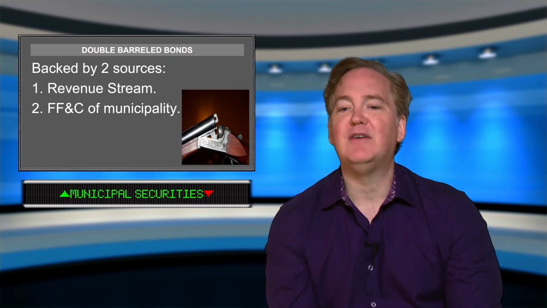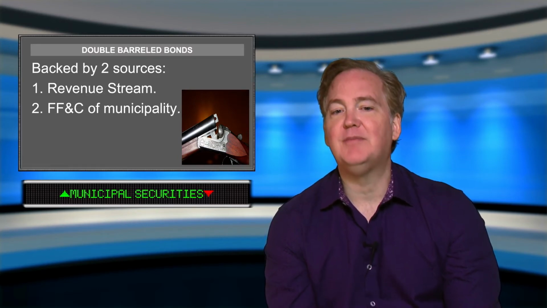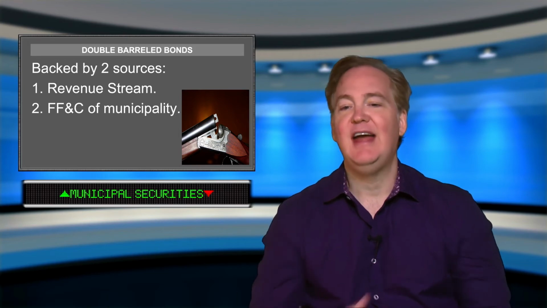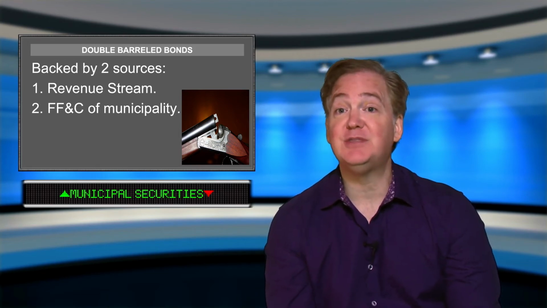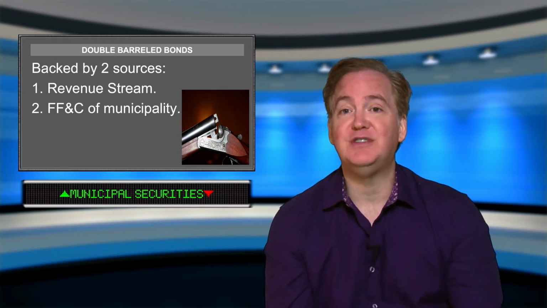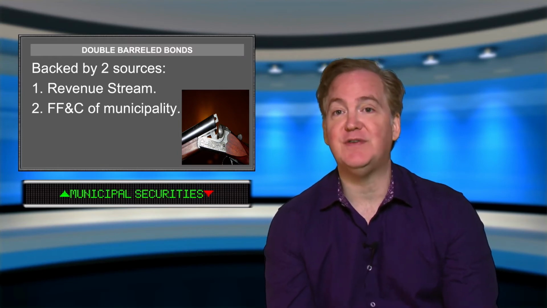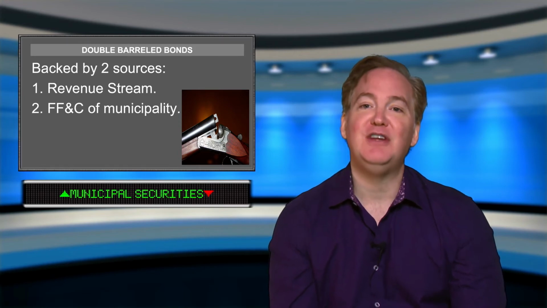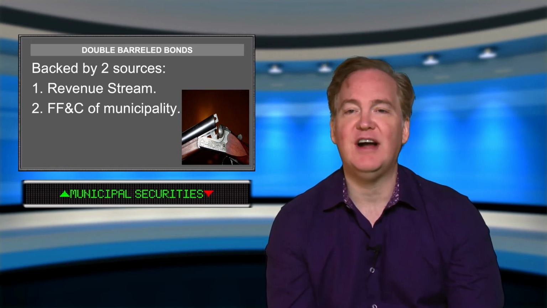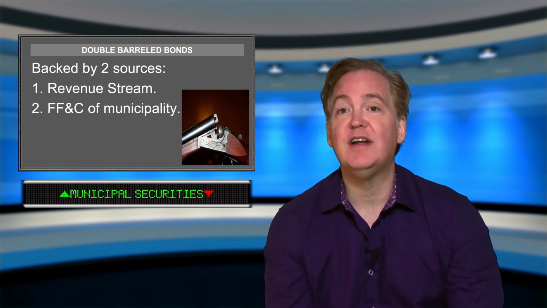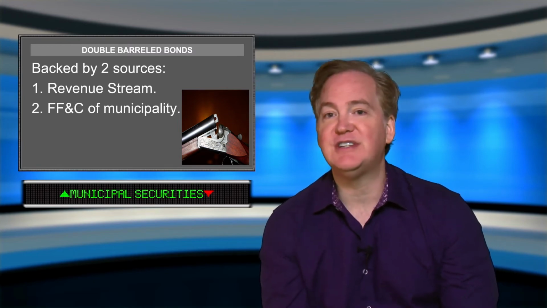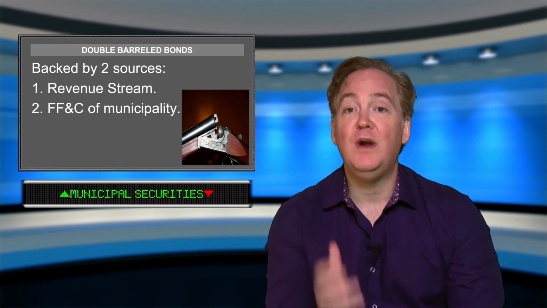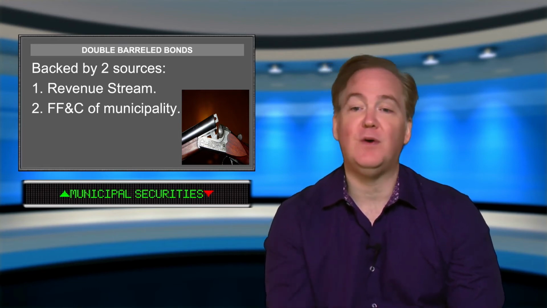A double-barreled bond. A double-barreled bond is a revenue bond, and it's backed by two sources, meaning the debt service is first paid by the revenue generated by the facility, the user fees, the tolls. Now, if the user fees or tolls are not sufficient to support the debt service, the full faith and credit of the issuing state or municipality will pick up any shortfall.